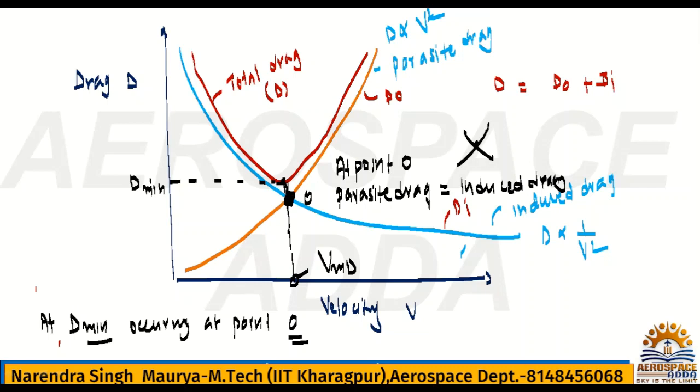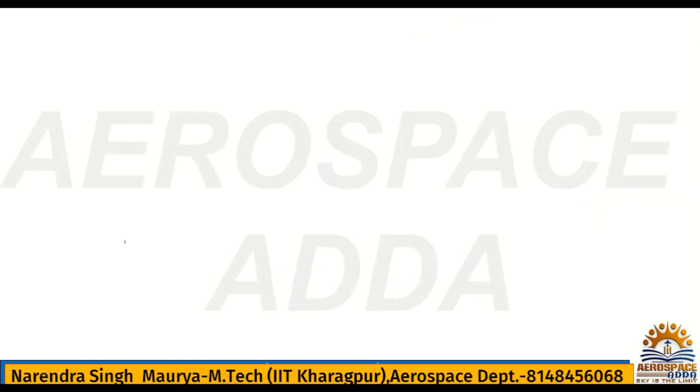So D min occurs at a condition. What is the condition? Where D naught is equal to Di. This is the graphical representation, for our understanding. But with the help of this, we cannot solve the GATE problem. How can we solve the GATE problem? By the analytical way. This was the graphical analysis. Minimum drag occurs when the parasite drag is equal to induced drag. What conclusion did you get?